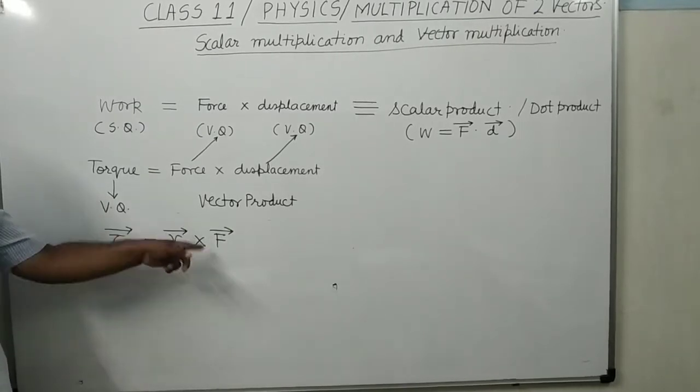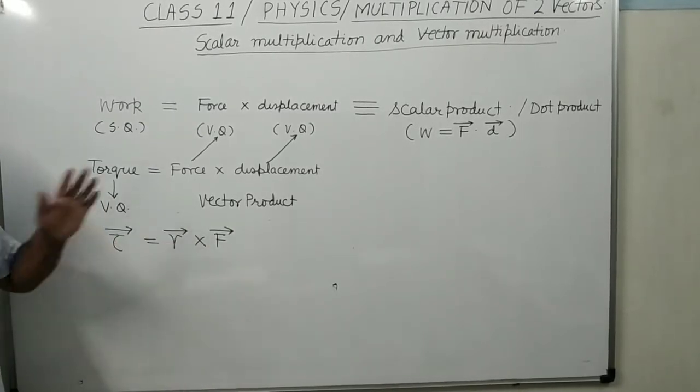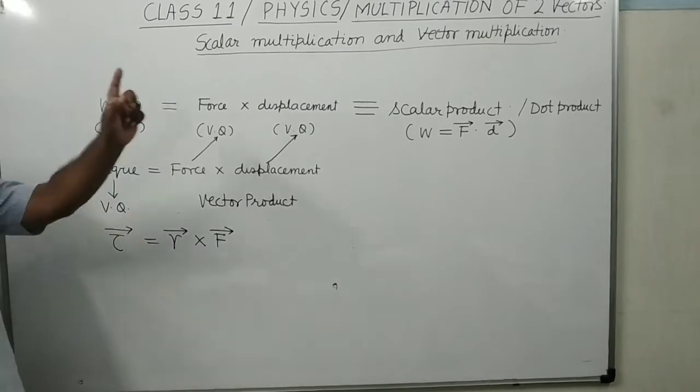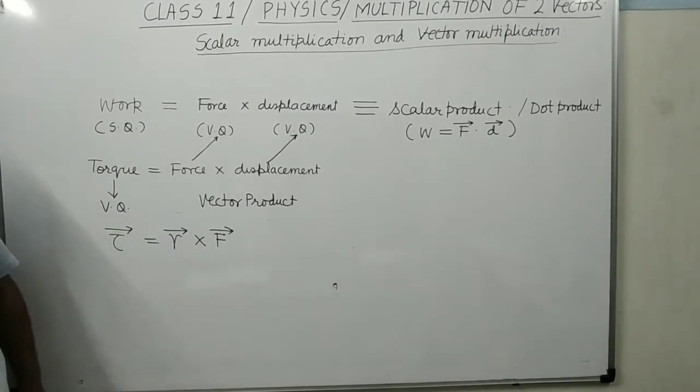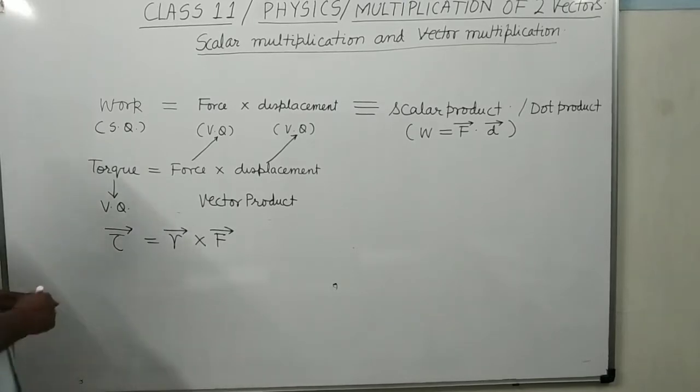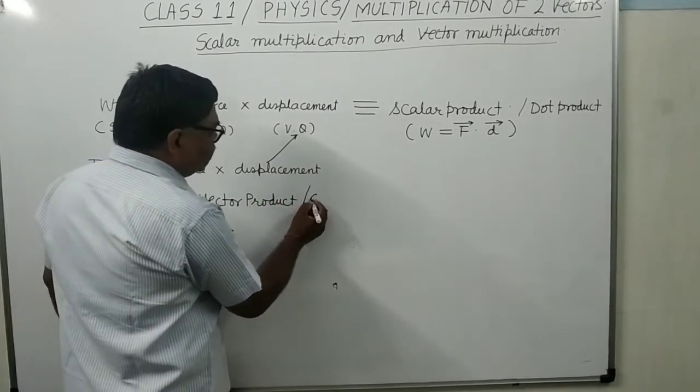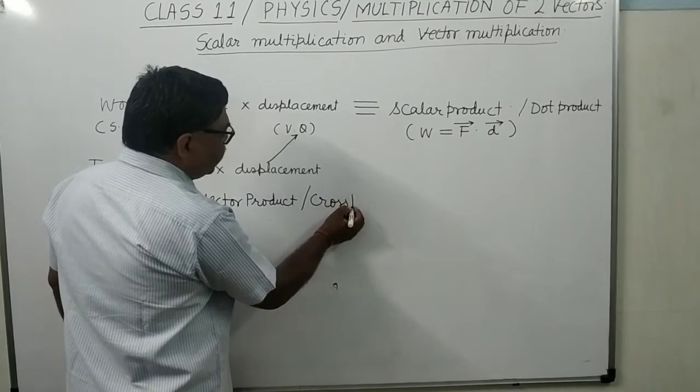When there is a cross between two vectors, it means that it is the vector product. If there is a dot between two vectors, then it means that it is the scalar product. It is clear? That we will remember. That's why it is also known as the cross product.